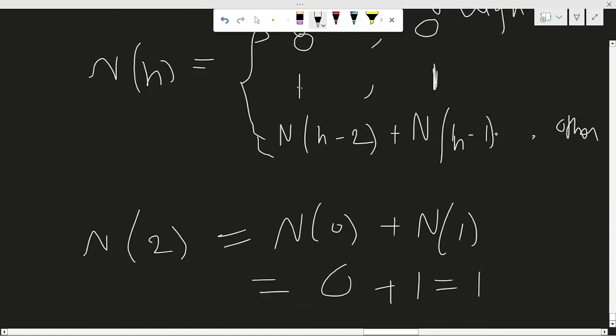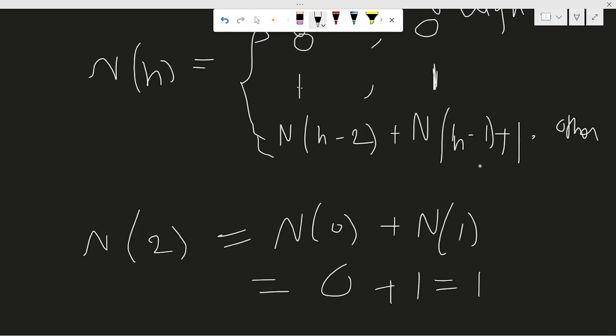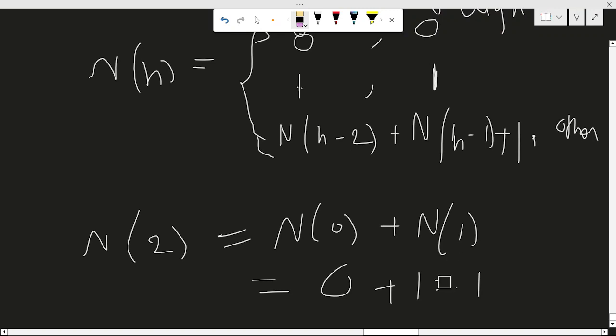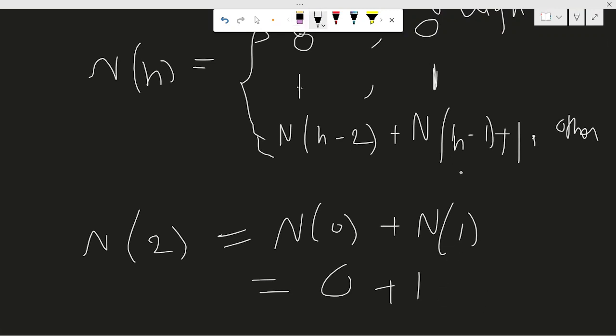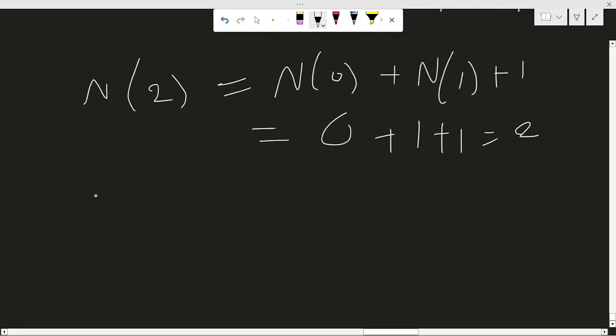So let me add 1 here. I think this is the formula. Let us check for the other values. Again, here I need to add 1, so this is the formula actually. So plus 1, this is 2.